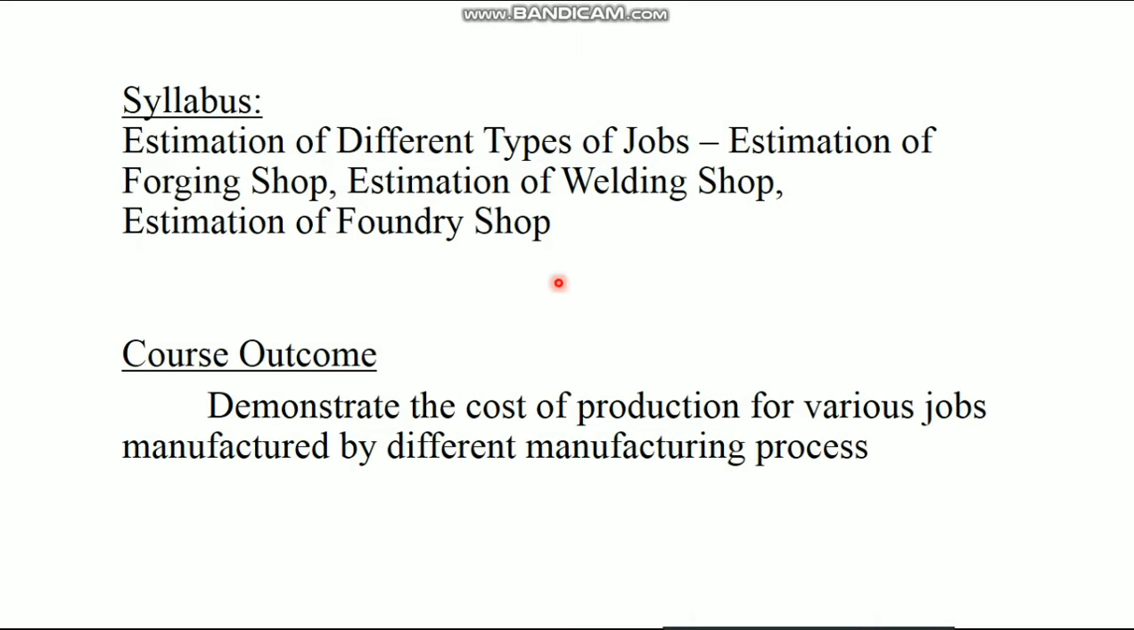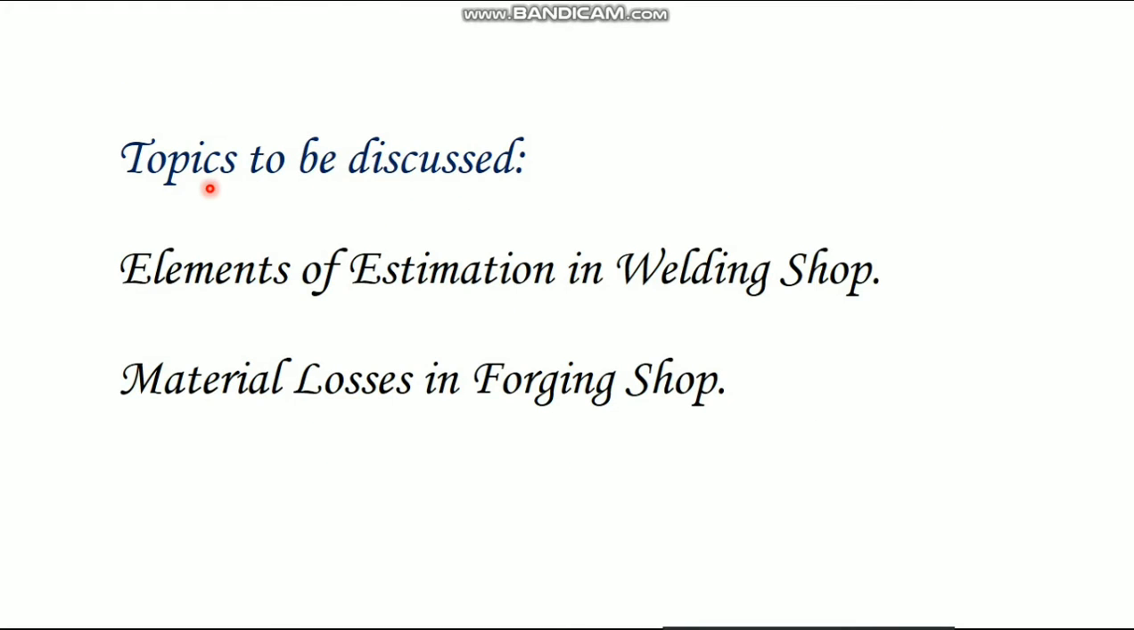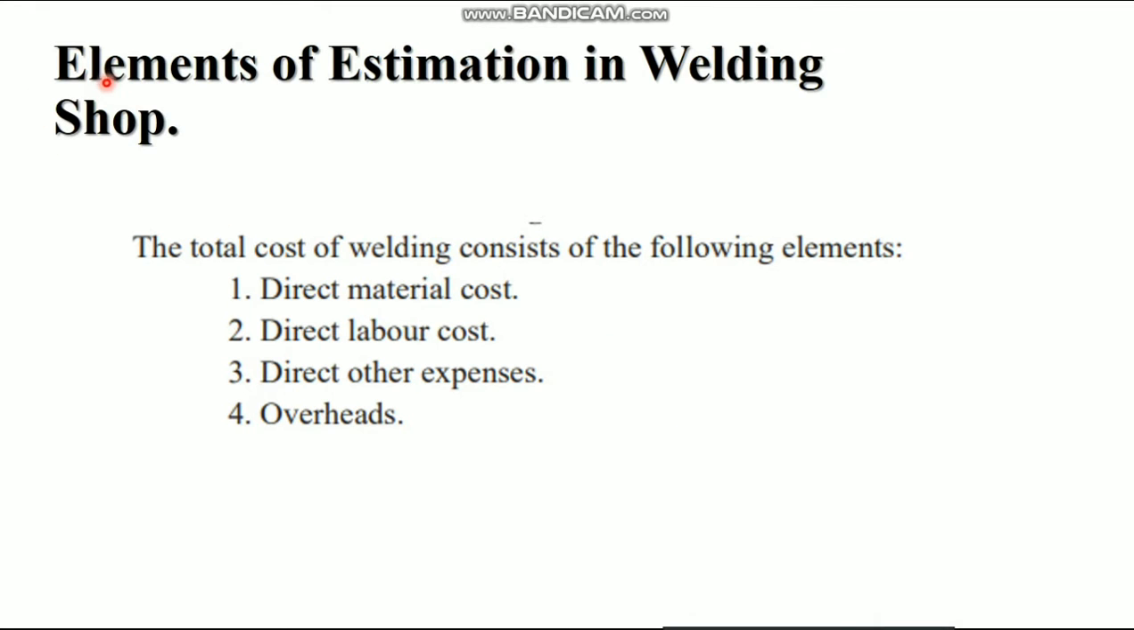By studying this course, the students will be able to demonstrate the cost of production for various jobs manufactured by different manufacturing processes. In this video, these are the topics to be discussed. First one, elements of estimation in welding shop, then material losses in forging shop. First one, elements of estimation in welding shop.